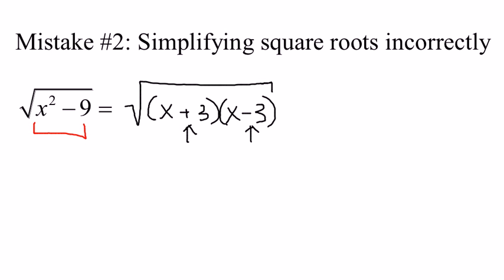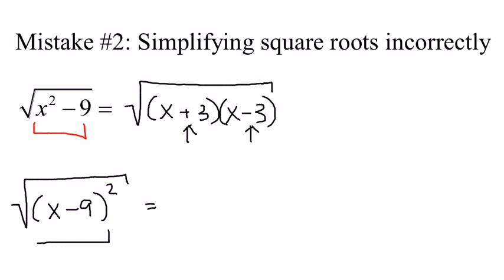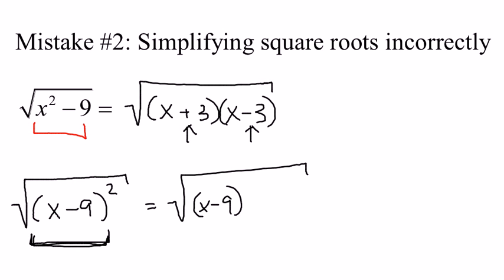On the other hand, say if you had what looks a little bit different, say if you had x minus 9 quantity squared. Now, this is actually a perfect square because you have x minus 9 times x minus 9, so it's multiplied by itself twice. So that means, since it's a perfect square, we can say that x minus 9 squared, if I take the square root of it, is just x minus 9.